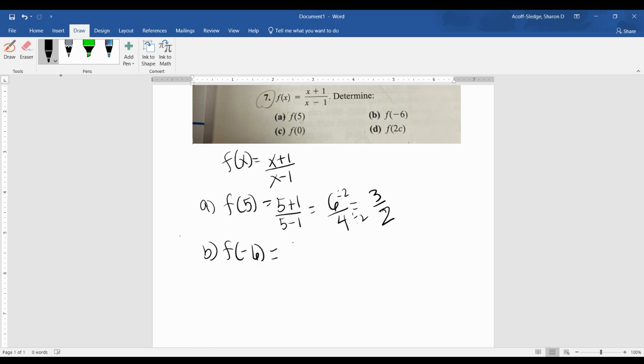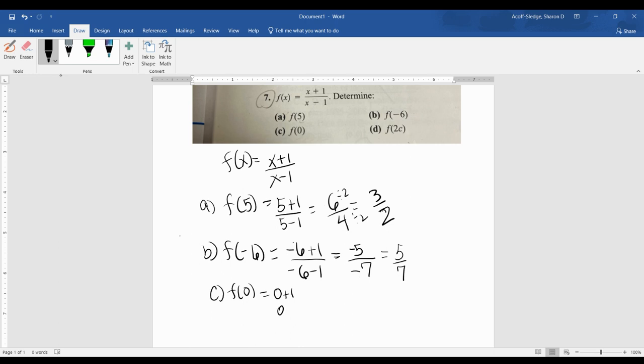F of negative 6 equals negative 6 plus 1 over negative 6 minus 1. So wherever I have an x, I'm putting in negative 6. Negative 6 plus 1, you can put that in the calculator, is negative 5. Negative 6 minus 1 is negative 7, because I add the numbers and keep the sign. Since you have negative over negative, it becomes positive, okay? Don't forget that.